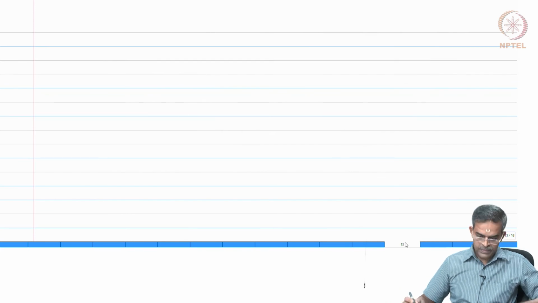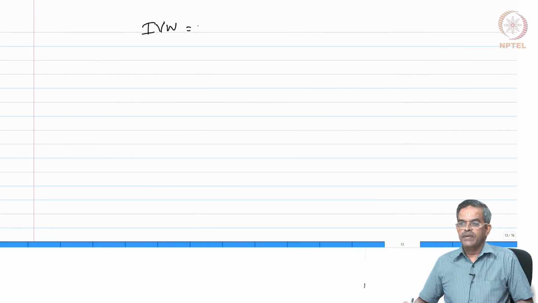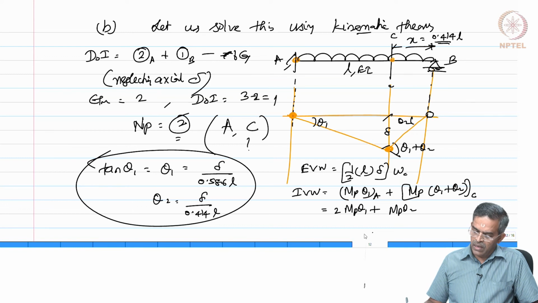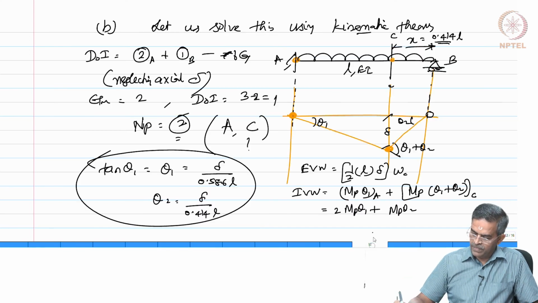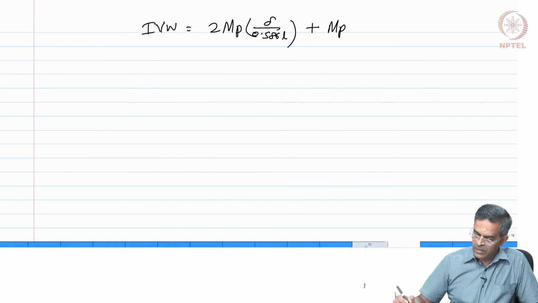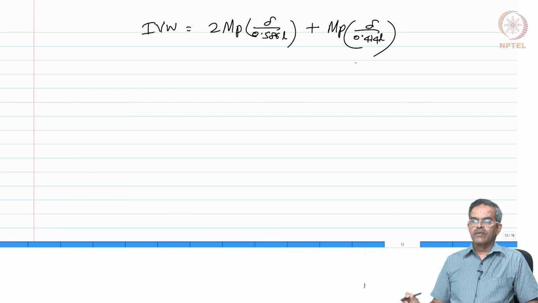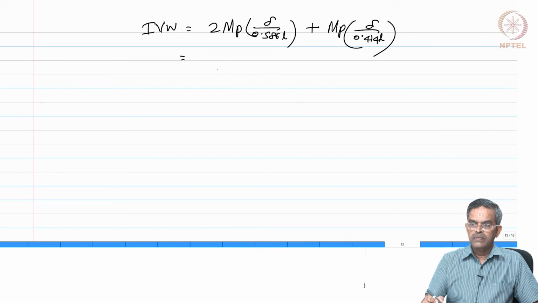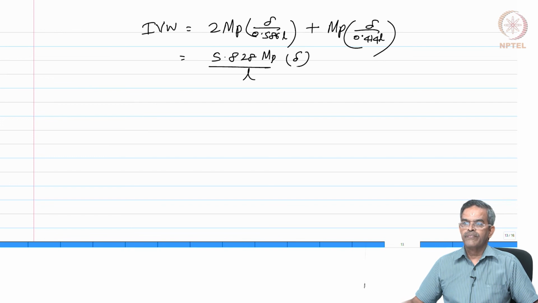Next slide, which is say here internal virtual work will be 2 MP, theta 1 is del by 0.586 plus MP times of theta 2 which is del by 0.414 L, which becomes 5.828 MP by L of del.